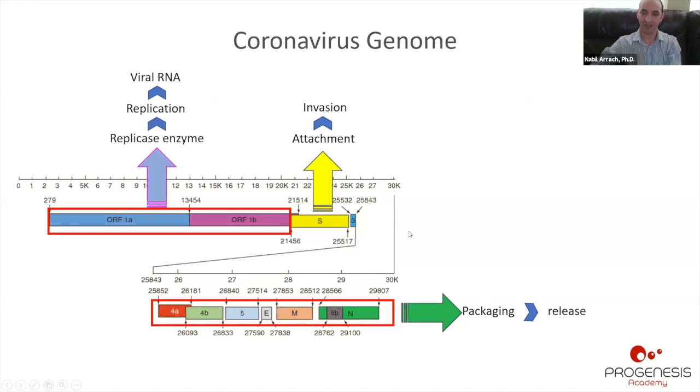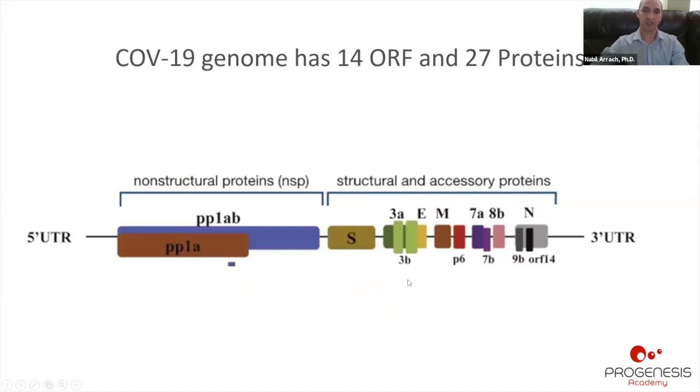Most of the probes that are designed for RT-PCR, we're going to go into that later, are designed against this open reading frame and then S and N. And sometimes you find a target against the E protein right here. So those are the proteins that are made by the virus. We have 14 open reading frames and 27 proteins.